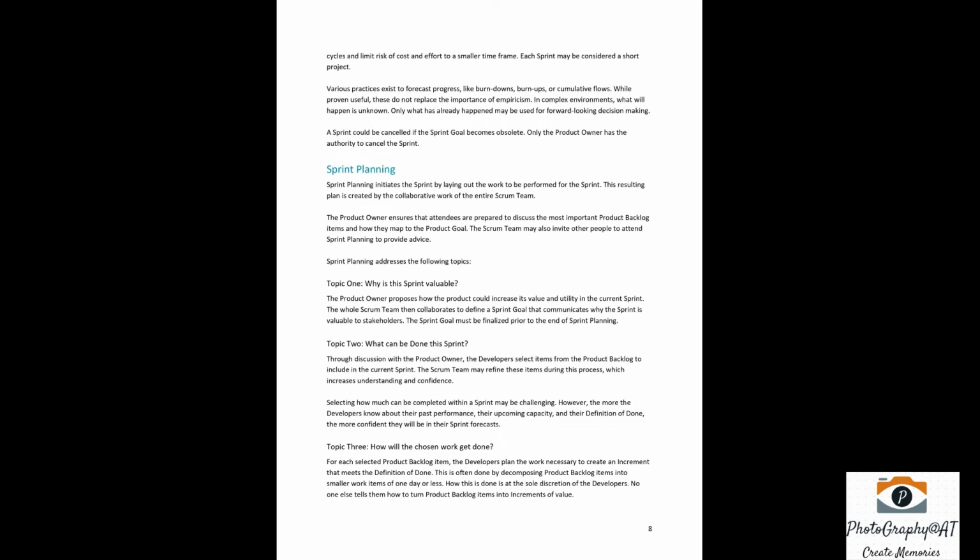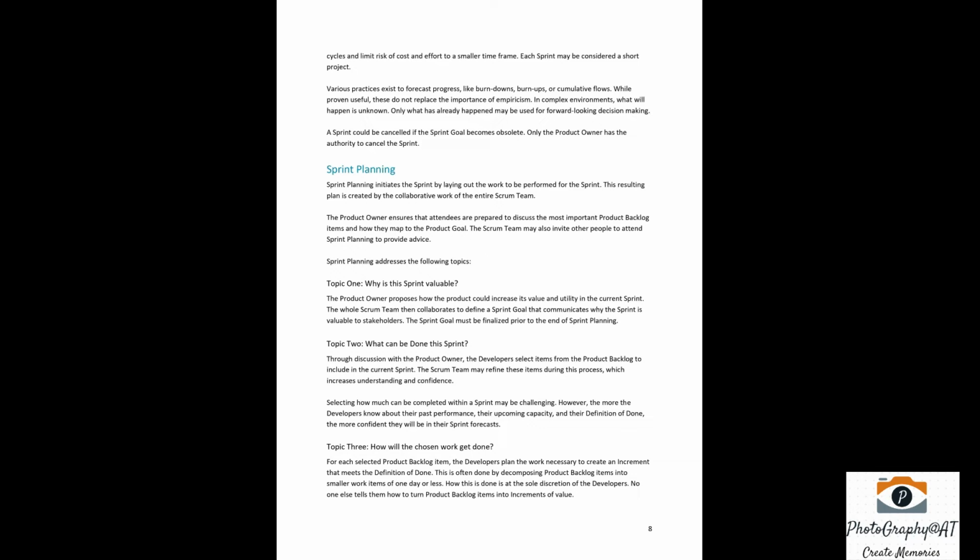Topic 2. What can be done this sprint? Through discussion with the product owner, the developers select items from the product backlog to include in the current sprint. The Scrum team may refine these items during this process, which increases understanding and confidence. Selecting how much can be completed within a sprint may be challenging. However, the more the developers know about their past performance, their upcoming capacity, and their definition of done, the more confident they will be in their sprint forecasts.